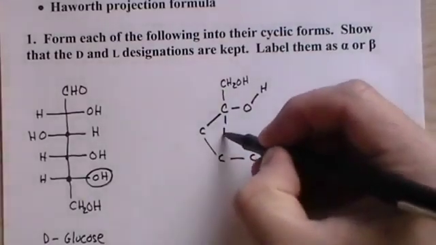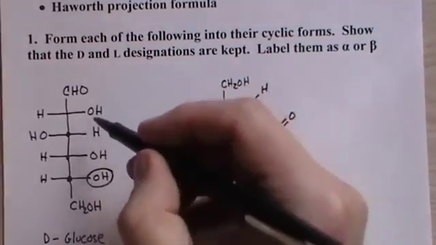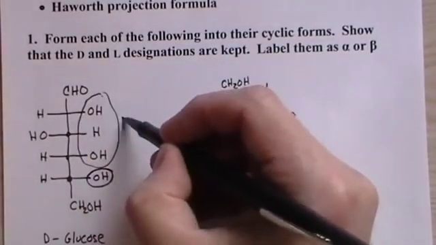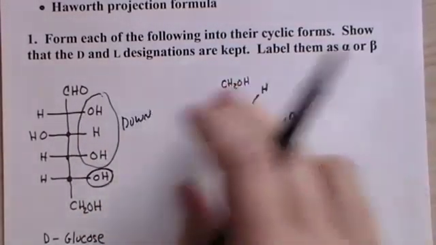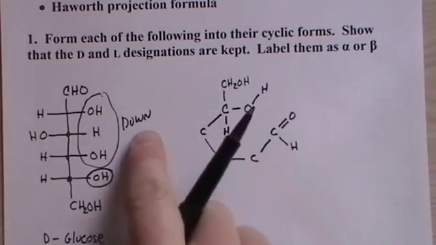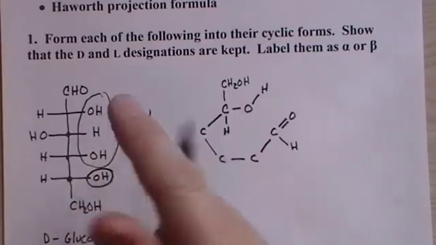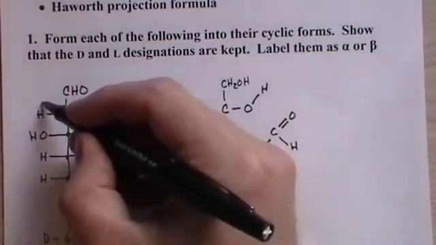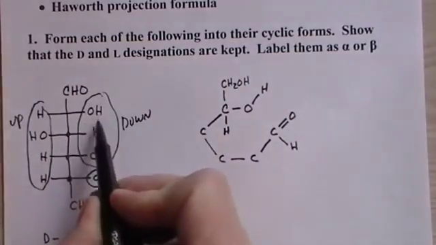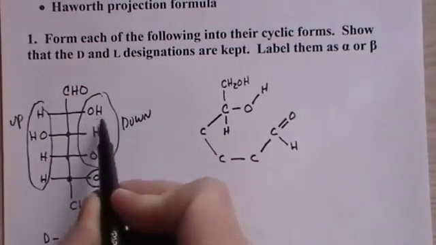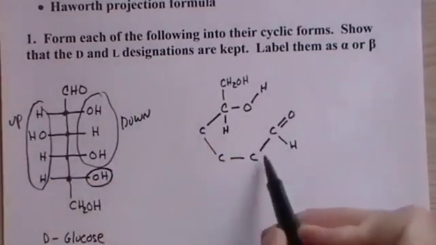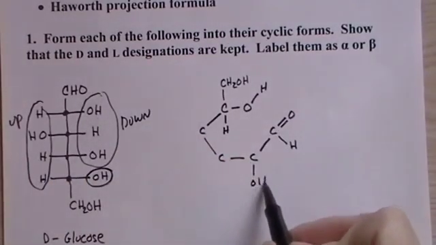Now, where do those OH groups go? Anything on this side goes down in the ring. Remember, the ring is going to lock these substituents into place. So, the ones on the right go down, the ones on the left go up. Usually we just worry about the OH group, and a lot of times they only draw the OH group. So, this OH group here on the carbon next to the aldehyde group goes down.